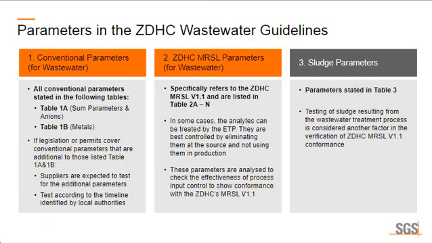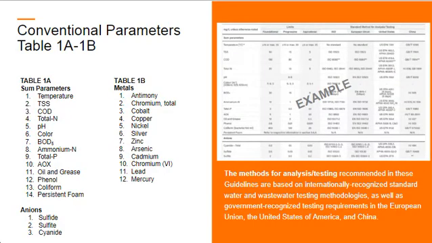In this guidance, there are three parts. One is conventional parameters, the second is ZDHC MRSL parameters, and the last is sludge parameters. So let's see these three parts one by one. The first is the conventional parameters. In this part, they have two tables.